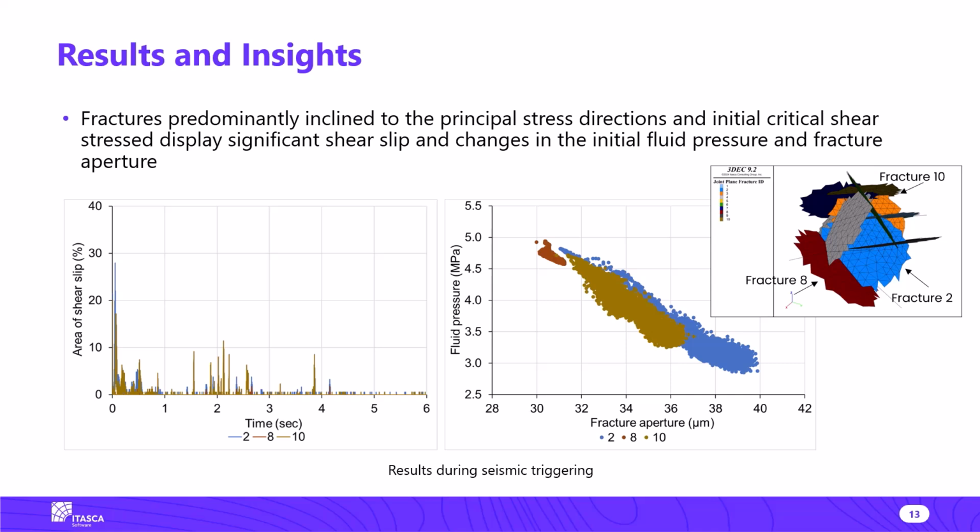In contrast, for fracture 8, the area of new shear slip is relatively small, as you can see in the left figure. So this fracture is less triggered by the seismic event. So the fluid pressure decay is much smaller than in fractures 2 and 10, as you can see in the right figure.